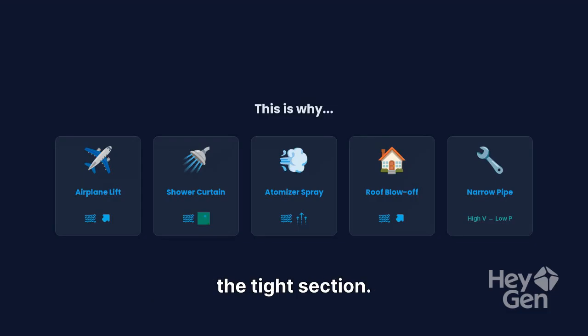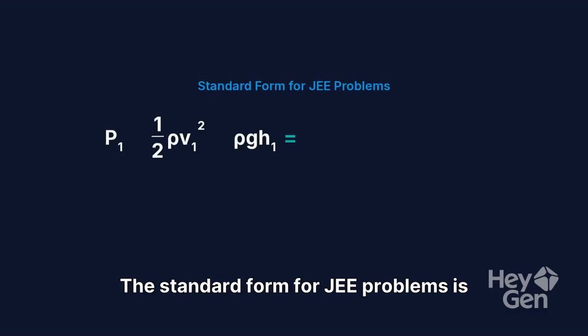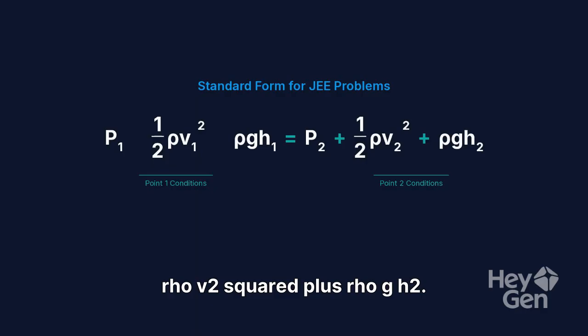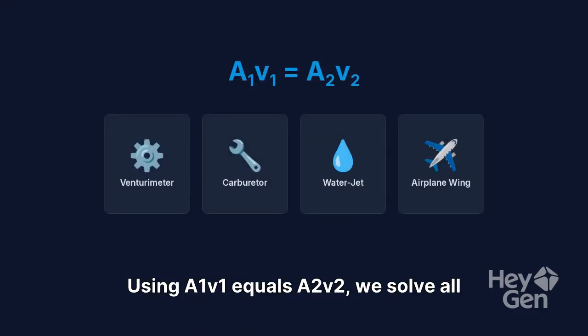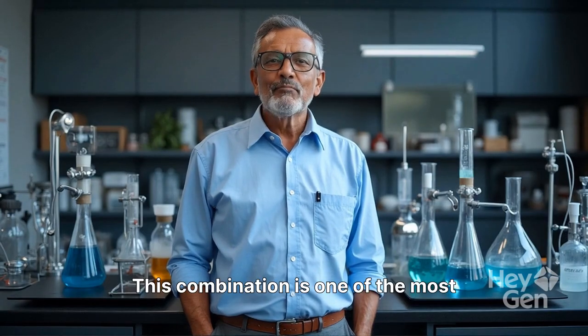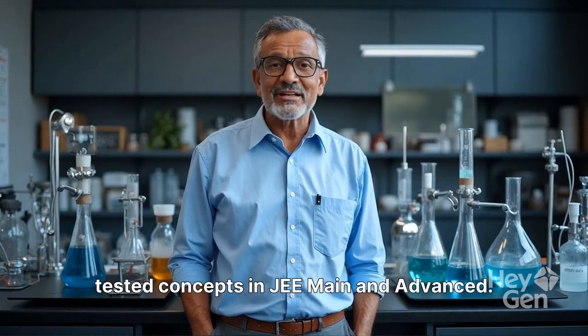at the tight section. The standard form for JEE problems is P1 plus 1/2 rho V1 squared plus rho g h1 equals P2 plus 1/2 rho V2 squared plus rho g h2. Using A1 V1 equals A2 V2, we solve all Venturimeter, carburetor, water jet, and airplane wing questions. This combination is one of the most tested concepts in JEE Main and Advanced.